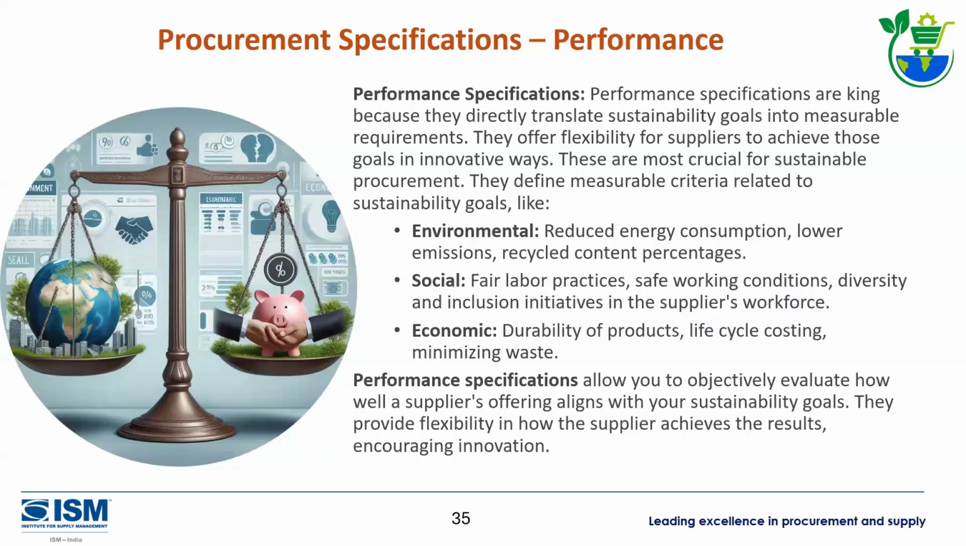Social performance specification. Let's say apparel brand or t-shirt which practices fair labor must be certified by a recognized organization that ensures fair wage. These are talking about performance specification of a product. Performance specifications are king. They directly translate sustainability goals into measurable environment requirements.